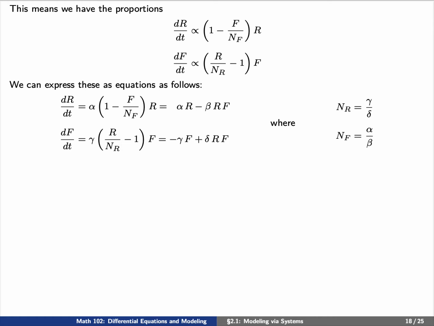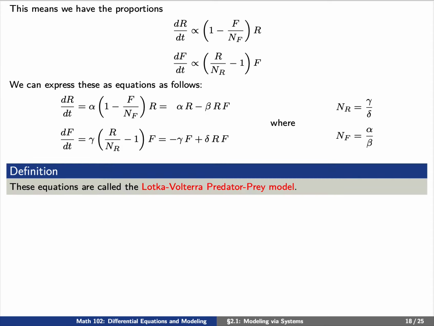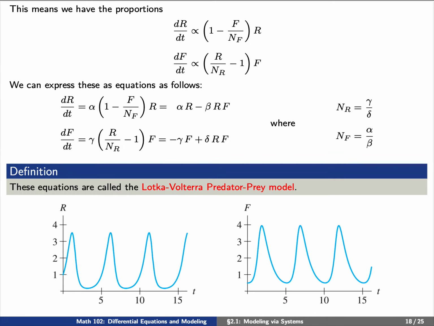You'll see here that we can express n sub r as gamma over delta and n sub f as alpha over beta. These two equations are typically what are called the Lotka-Volterra predator-prey model. On your screen, you'll see an example of a solution that is a plot of the rabbits R and a plot of the foxes F.